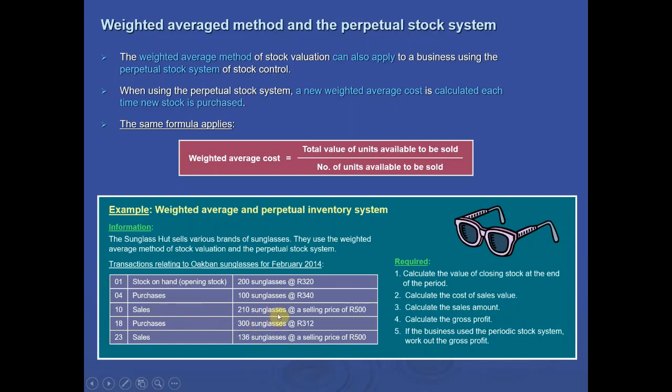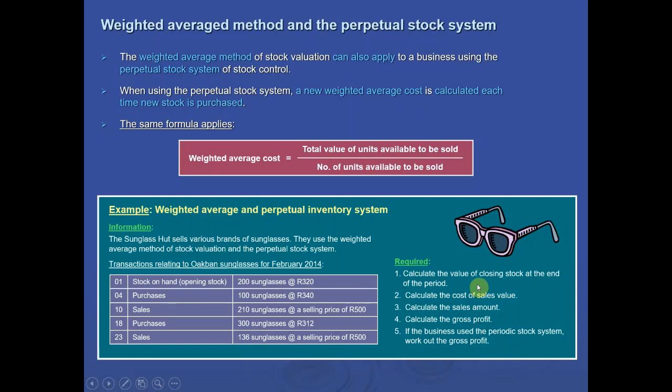On the 10th, we sell 210 sunglasses at the selling price of 500 each. On the 18th, we purchased 300 sunglasses for 312. And then on the 23rd, we sold 136 sunglasses again at the selling price of 500 Rand.